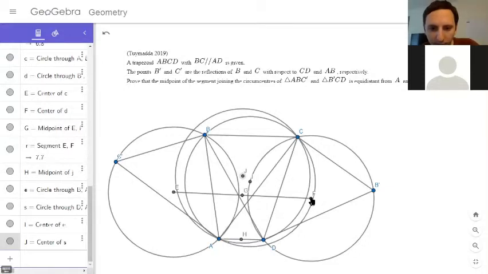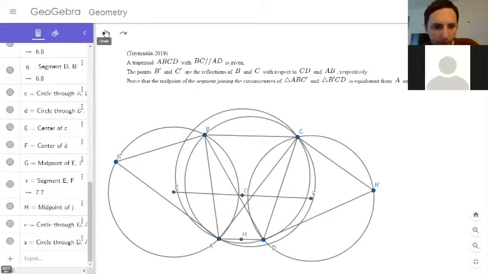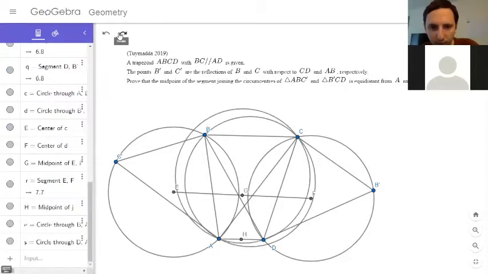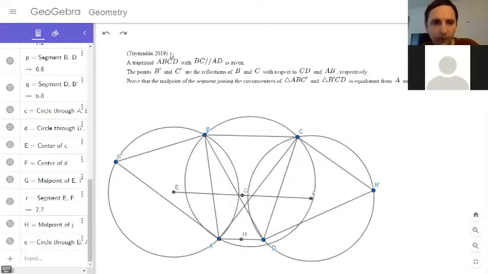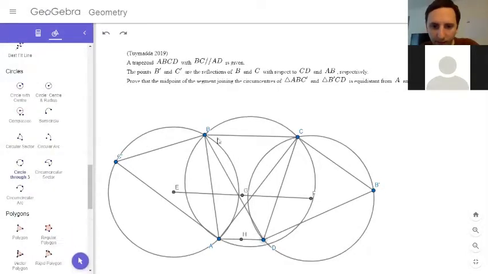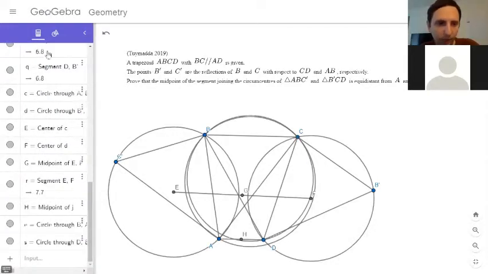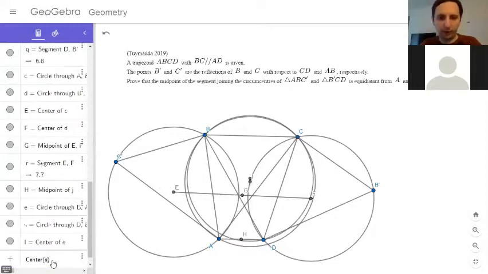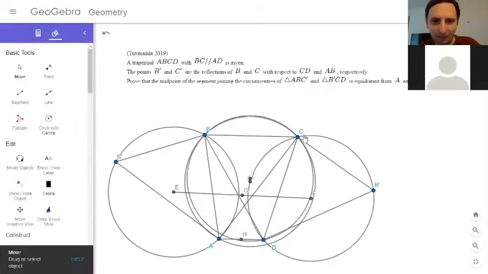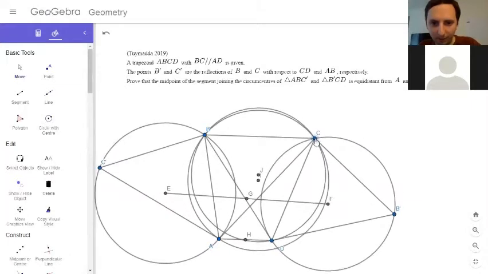Wait. J and I. Wait, there's something I didn't do right here. So wait, I should be taking the circumcenter of BCD. It looks a little messy, but let's see. Because those two circumcenters, so yeah, I might delete it, but I just want to check it out for a second. It's like they almost overlap. Let's make it so that they're a little farther apart.